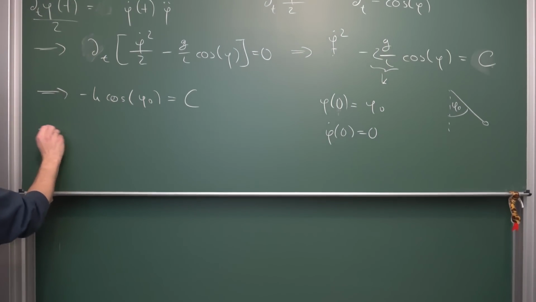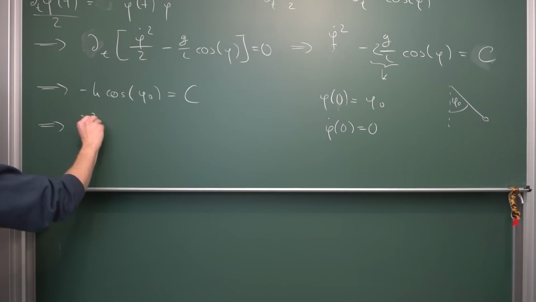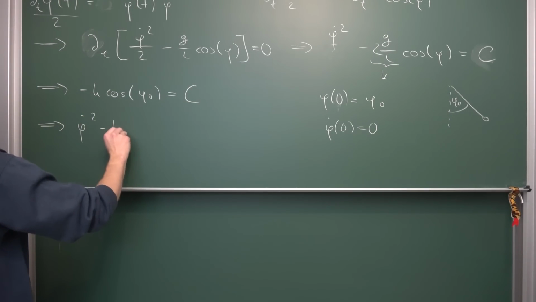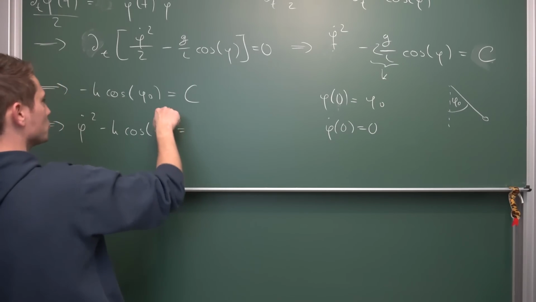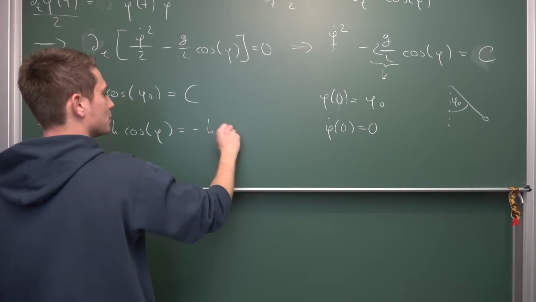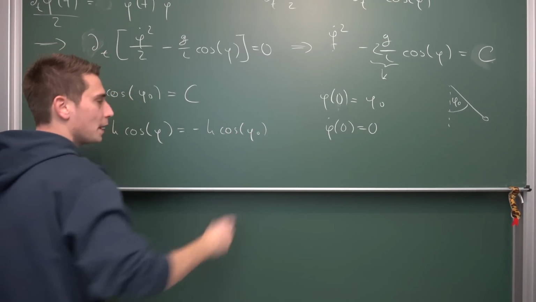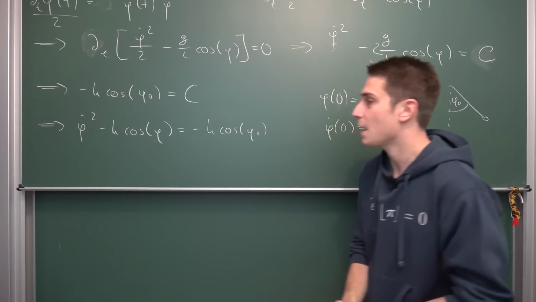I mean, we have found out our constant C with just physical interpretation, which is really good if you ask me. Meaning overall, our differential equation is going to turn into phi dot squared minus k times the cosine of phi, being hence nothing but our negative k times the cosine of phi naught. And this is what we are having up until now.